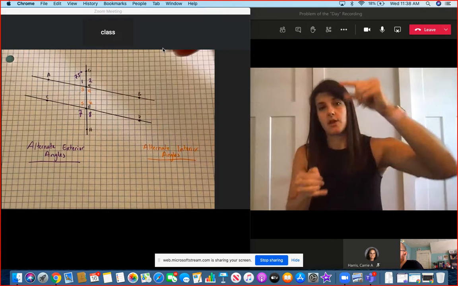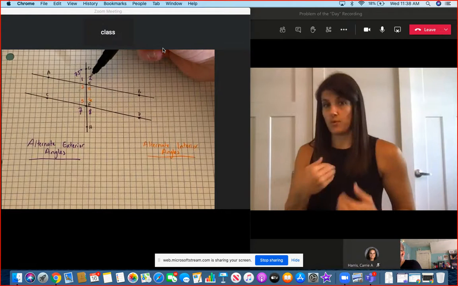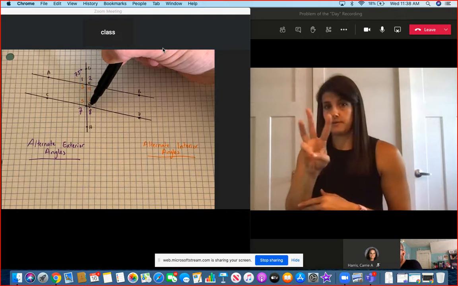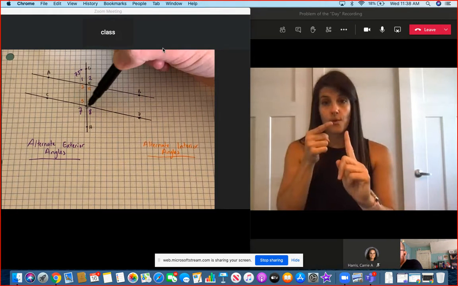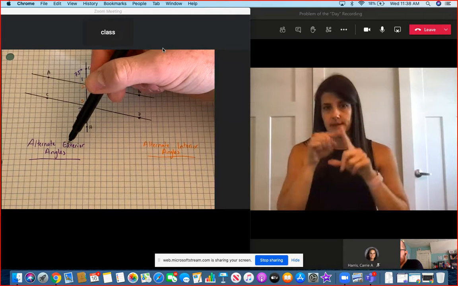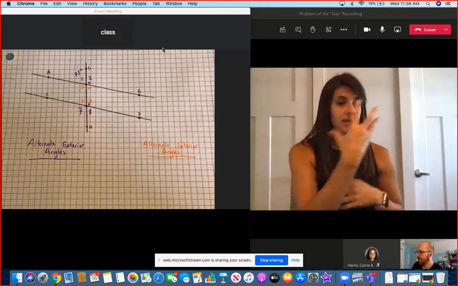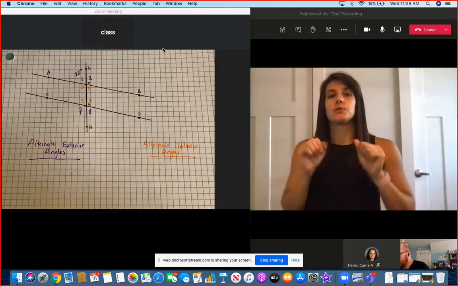So I tell you that we have angles 1, 2, 3, 4, 5, 6, 7, 8. And our goal is to find the measurement of all of the missing angles using just our knowledge of alternate exterior and alternate interior angles. So first, let's label which are exterior and which are interior.